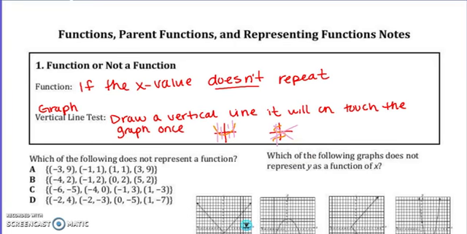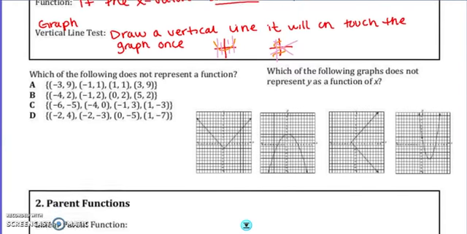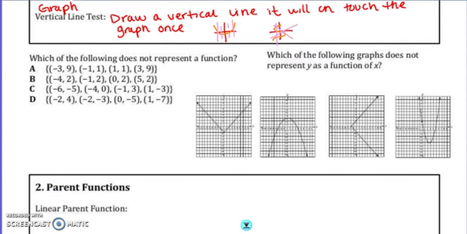Okay? So those are kind of the things we've talked about before, for sure. But let's look at it in actual questions. So right here, which of the following does not represent a function? So we know it's a function if the x values do not repeat. So we're only looking at the x values here. -3, -1, 1, and 3. None of those repeat, so that is a function, so I'm going to cross that off because I'm looking for one that's not a function.